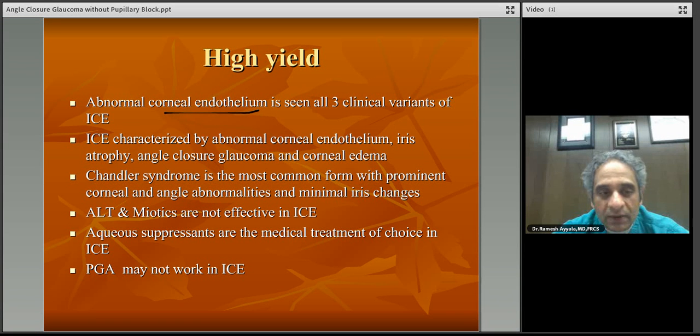ALT or argon laser trabeculoplasty and miotics such as pilocarpine are not effective in ICE syndrome glaucoma treatment. Aqueous suppressants are the medical treatment of choice in ICE. Prostaglandin analogs may not work effectively in ICE syndrome.